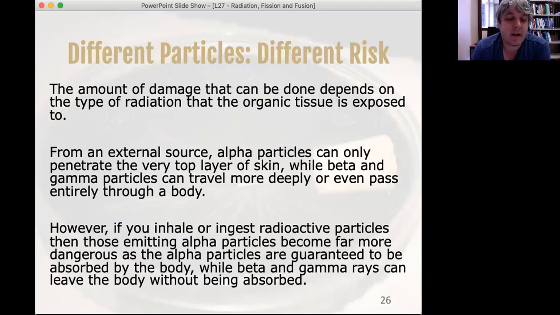But gamma and beta rays, if you inhale them, then they're quite likely to just travel completely out of you anyway and not even do much damage. So again, different risks for the different types of particles. I don't expect you to memorize all of this, but knowing the different types of particles, their different masses, and the fact that they're all highly energetic and how far they can penetrate, you can pretty much figure this out anyway.